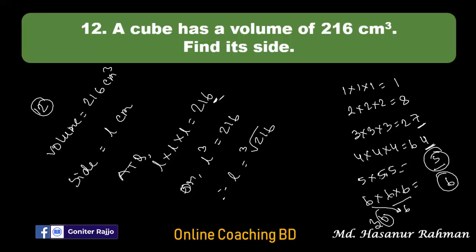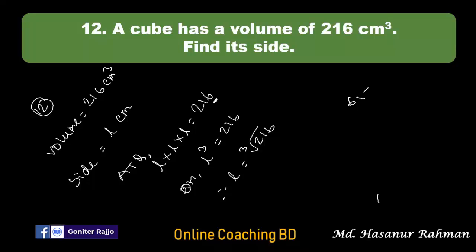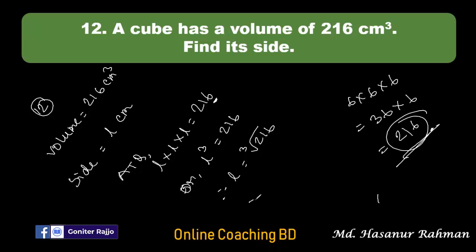So we can say the answer should be this type of thing. We don't know, but we can check, because when we multiply 6 multiplied by 6 multiplied by 6, we get the unit digit 6. Now let me check. 6 multiplied by 6 is 36, multiplied by 6. 6 6 is 36, 3 will be on our hand, 6 3s are 18 plus 3, that is 21. So we got our answer. So we can say L should be 6 centimeter.